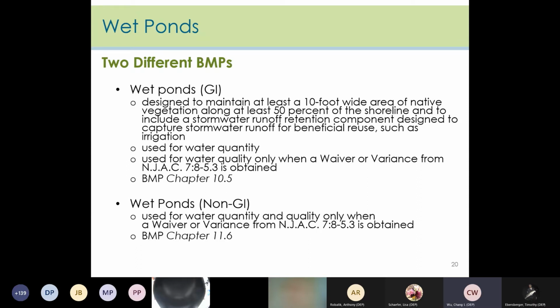For a non-GI wet pond, it doesn't have the requirement for those vegetation areas and also the beneficial reuse. But if you want to use the wet pond for water quantity and water quality, then a waiver or variance is required, and it's described in BMP chapter 11.5. And note that the wet pond cannot be used for groundwater recharge.